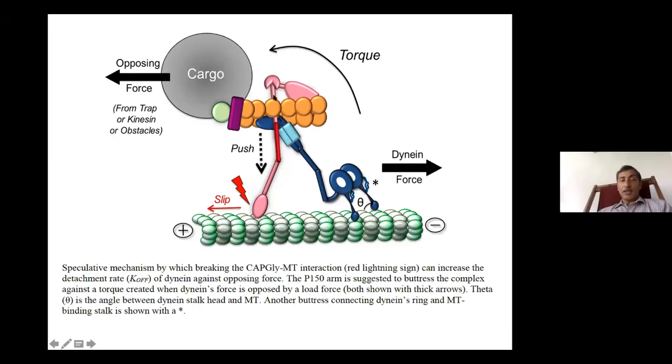When this torque is generated, this part would push down, and this object, the part of Dynactin which binds to the microtubule, if it is bound strongly and refuses to slip, then this push because of the torque can be sustained. If this slips, then you cannot sustain force. Imagine trying to walk with a stick. Okay, this slips here, and this angle theta shown here between the Dynein head and the microtubule will become very small, because you will just tilt in this direction.